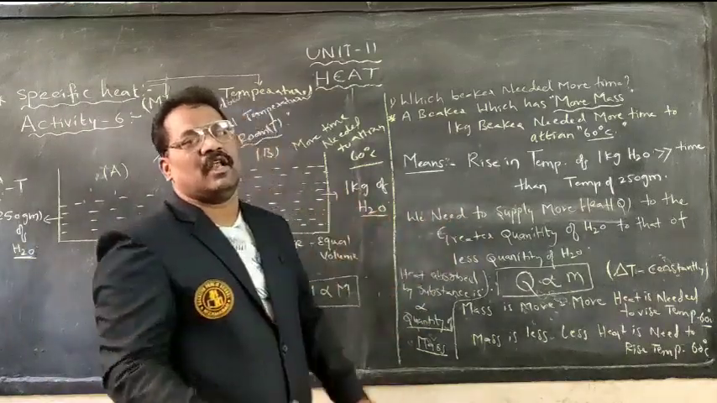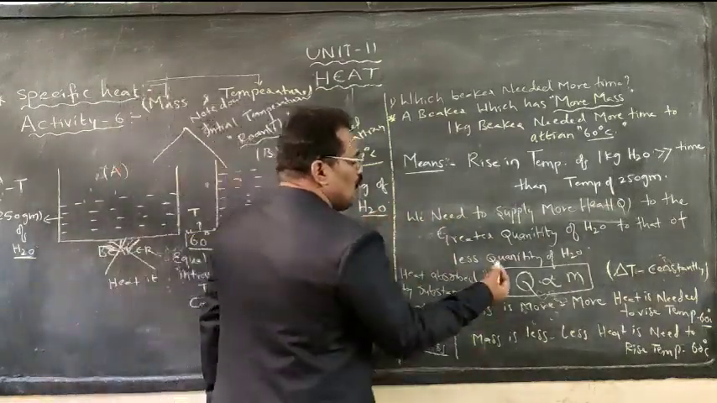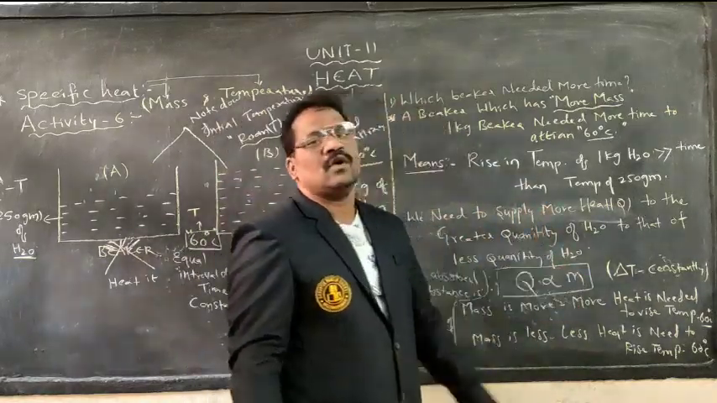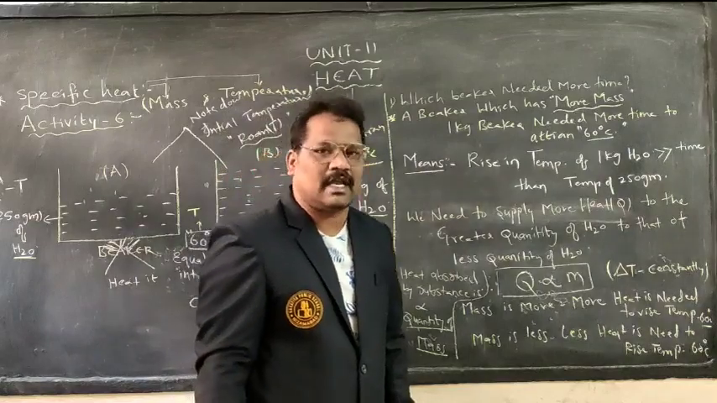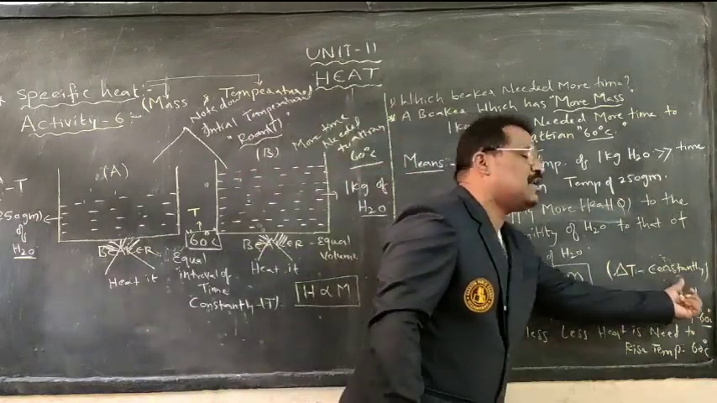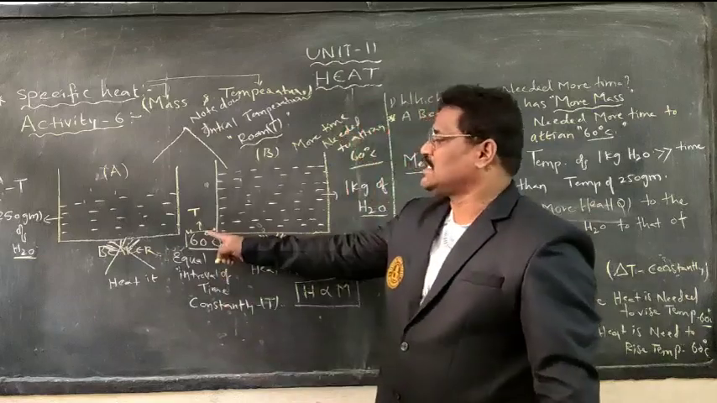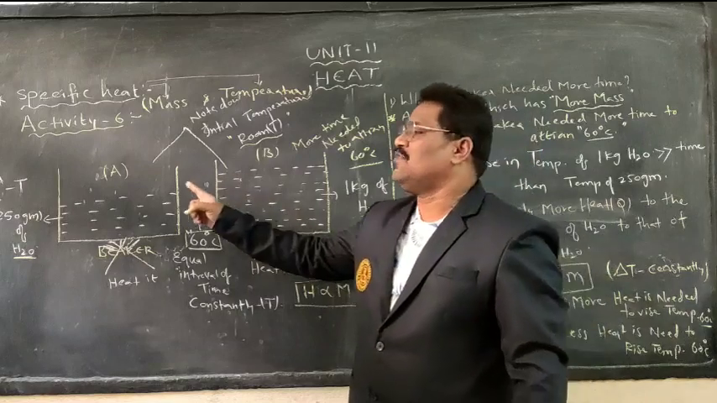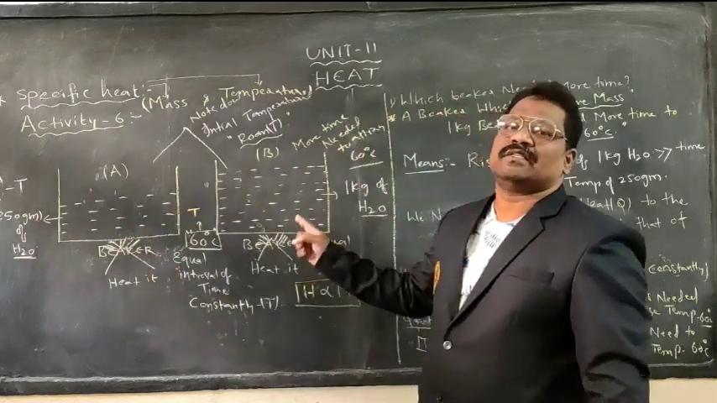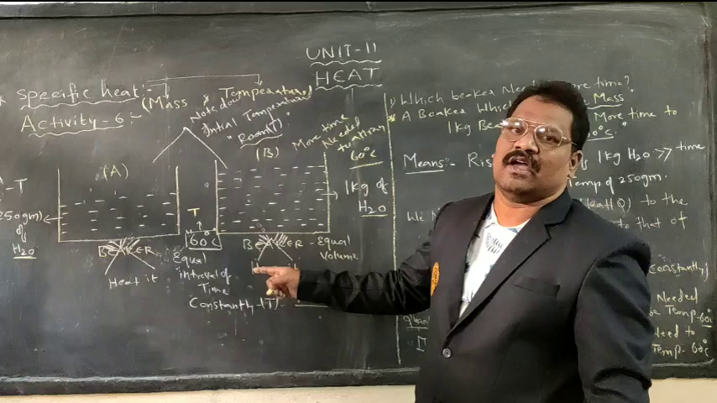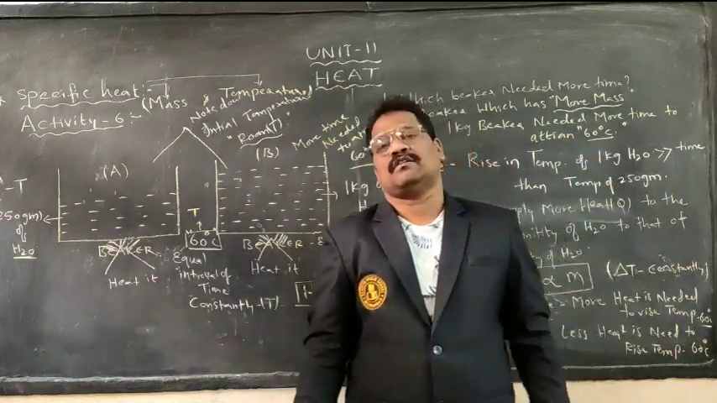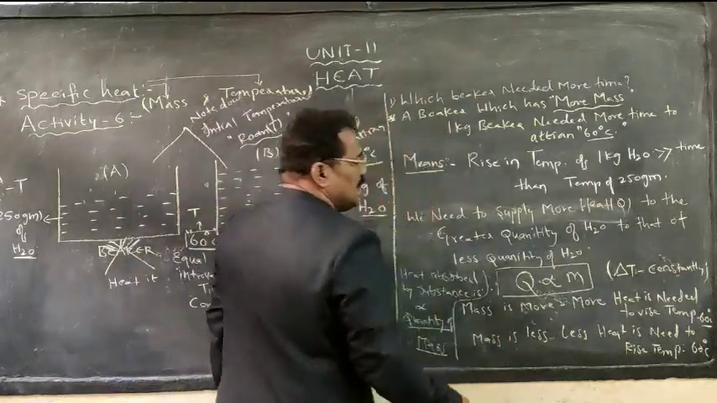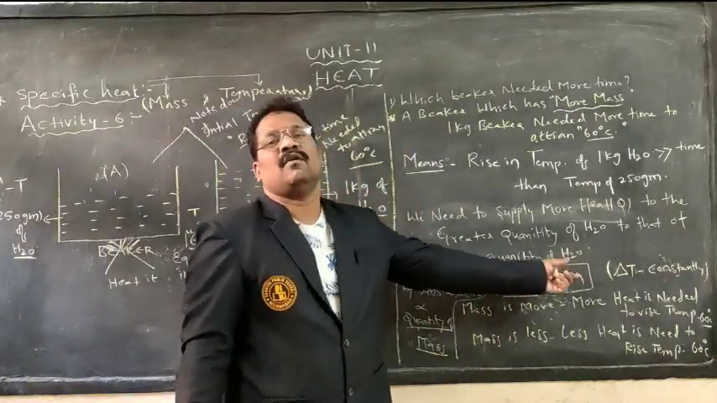By this we can frame a relationship: the quantity of heat absorbed by a body is directly proportional to the quantity of substance we have taken, at constant temperature. To attain 60 degrees centigrade, if one body has higher mass and another has lower mass, the higher mass needs a longer time interval than the lower mass. By this we can say that if mass is more, the heat absorbed by a body will be more.